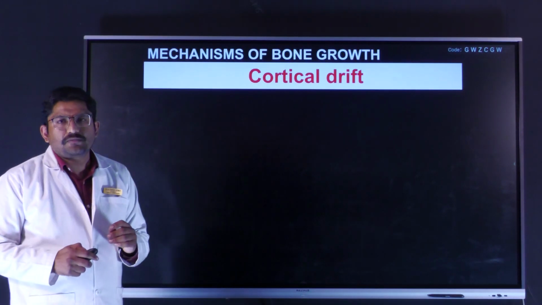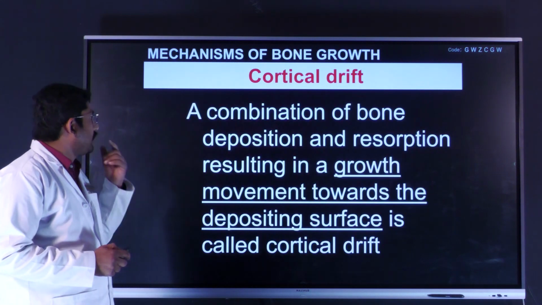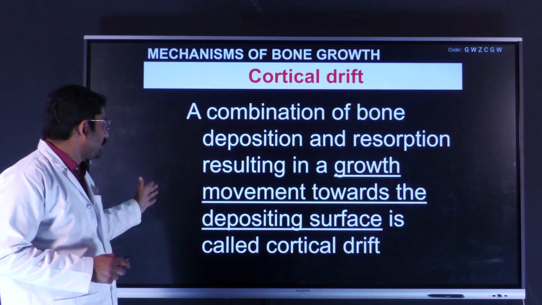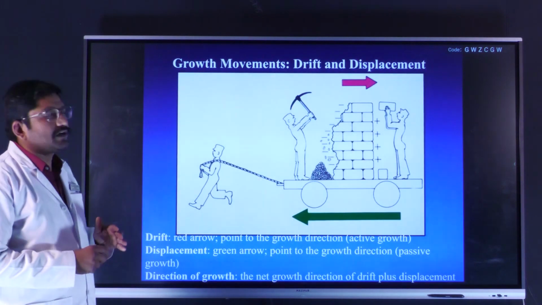Now coming to certain terms called drift and displacement. What is cortical drift? A combination of bone deposition and resorption resulting in a growth movement towards the depositing surface is called cortical drift.